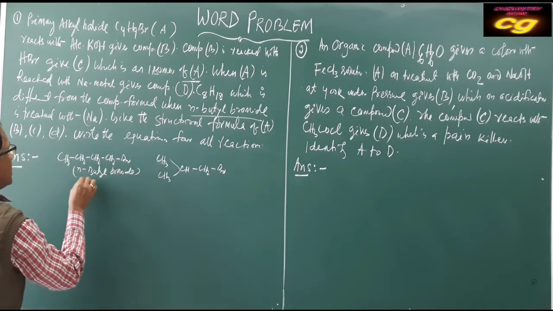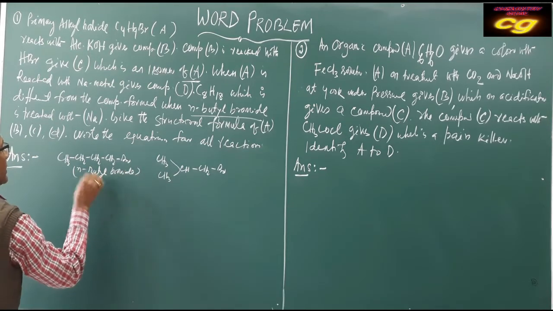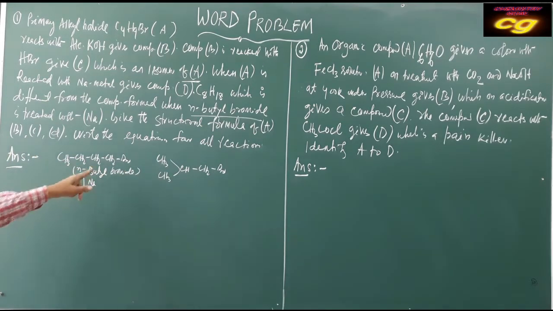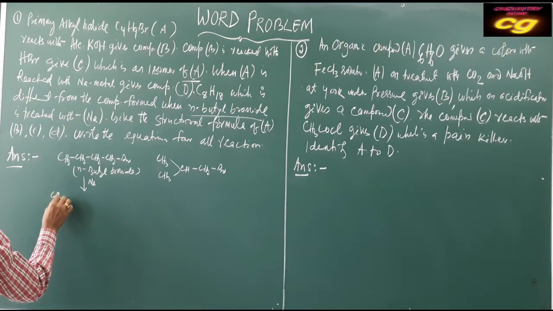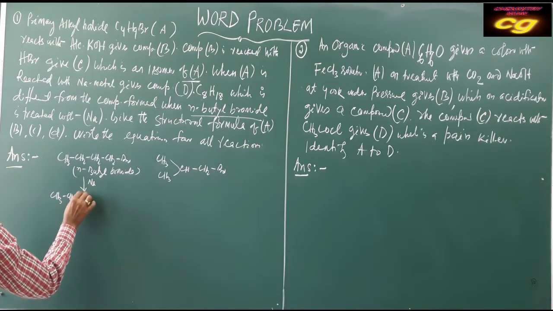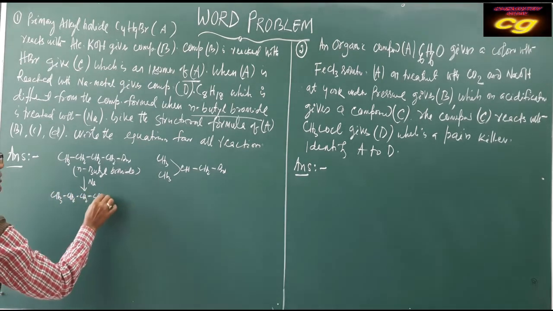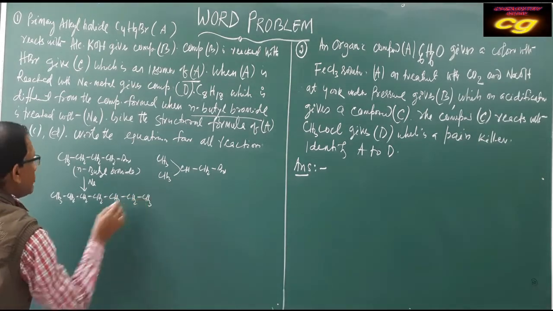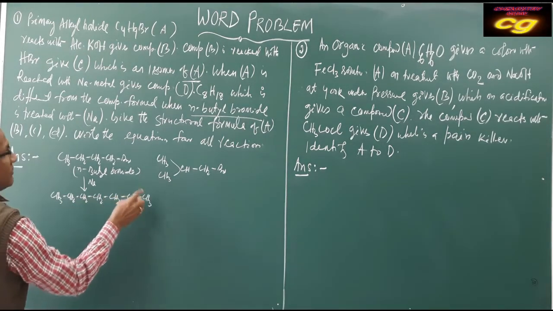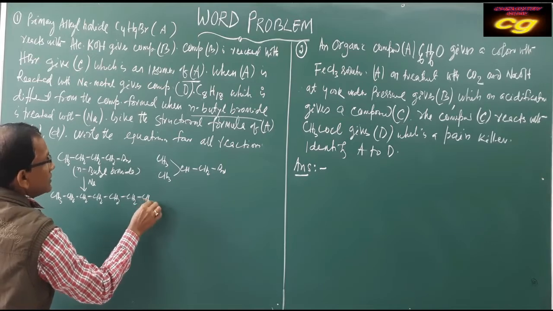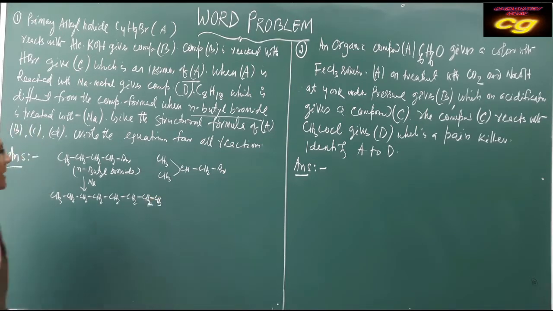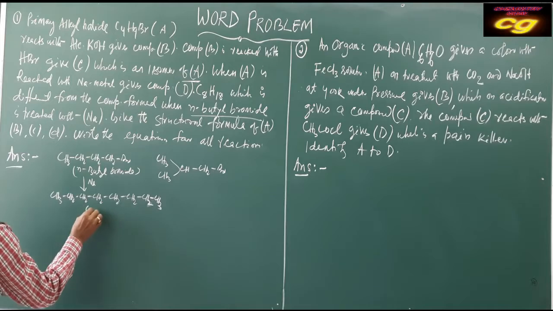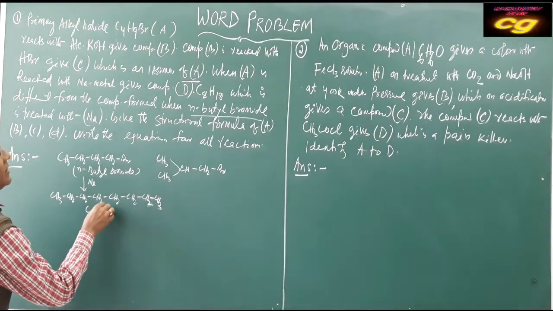When it is treated with sodium metal, as it is a straight chain, the product is CH3, CH2, CH2, CH2, CH2, CH2, CH2, CH3, that is 1, 2, 3, 4, 5, 6, 7 and another CH2 and CH3. And the formula of this product is C8H18.